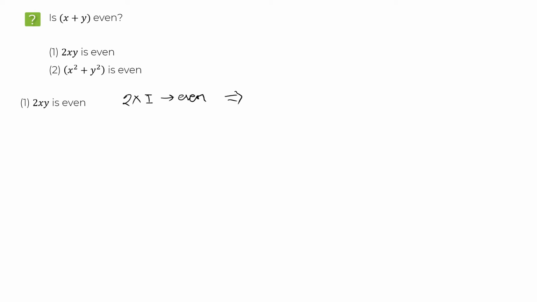All it tells us is that xy, the product of these two numbers, is an integer. We do not know whether they are individually integers or not, and hence we can safely say that statement 1 alone is not sufficient to answer the question. So if I write down the choices over here, I can safely say that A and B cannot be the right answers. So let's analyze statement 2 now.